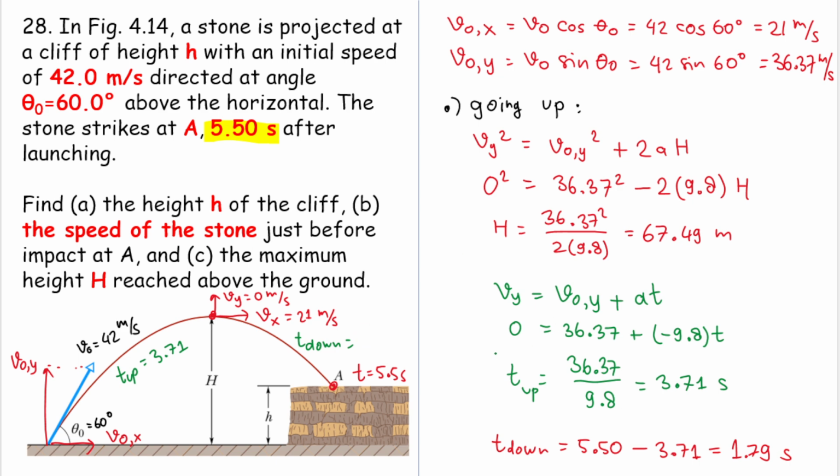So we will have the time when it is going down, which is 1.79 seconds. And we already get the answer for C, right? So the maximum height is 67.49. Let's save that and let's work on the other question.